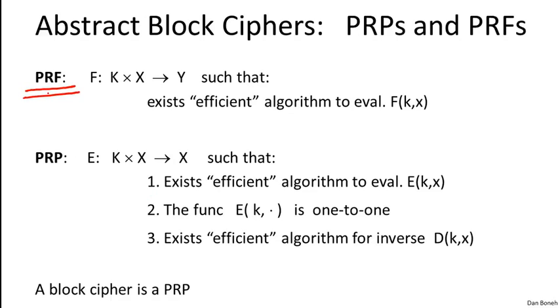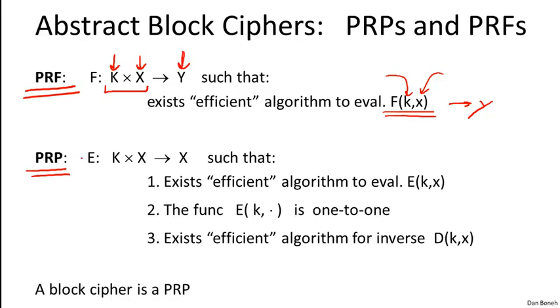So a pseudo-random function is basically a function that has two inputs. It takes a key and a plaintext, and then it outputs some output, which you might want to call ciphertext, but I refer to it simply as output. And the point is that this algorithm that computes the function F is efficient. So given a key and an input, there's an efficient way to actually produce the output Y of the function. Now, a pseudo-random permutation is very similar.